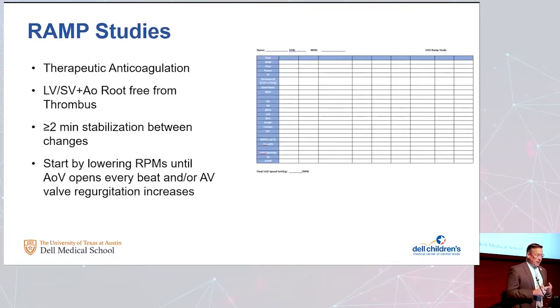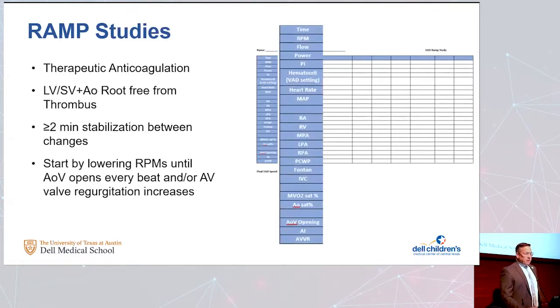So we started by lowering the RPMs of the devices until the AV valve opens every beat, or looking at the AV valve regurg as it increases. So we looked at all these values and documented them and trended them throughout the process, looking at the VAD settings, pulsatility index, so on and so forth, looking at pressures along the Fontan circuit, and also looking at saturations, and then actually looking at those structures and seeing how they react to these changes.